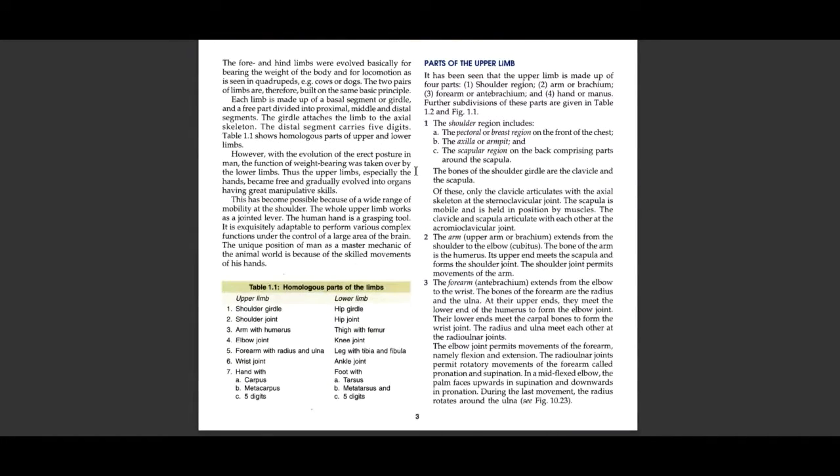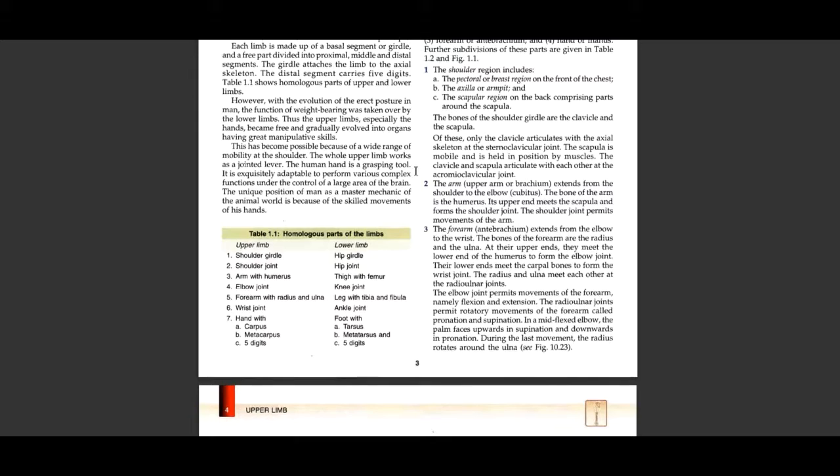Parts of upper limb. It has been seen that the upper limb is made up of 4 parts: shoulder region, second arm or brachium, forearm or antebrachium, and hand or manus. Further subdivisions of these parts are given in Table 1.2 and Figure 1.1. Let us see the shoulder region. It includes the pectoral or breast region of the front of the chest, the axilla or armpit, the scapular region of the back comprising parts around the scapula.